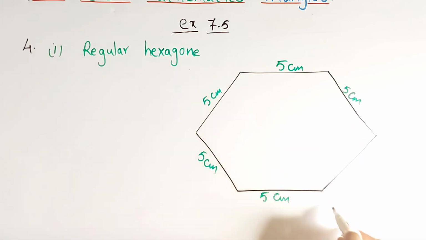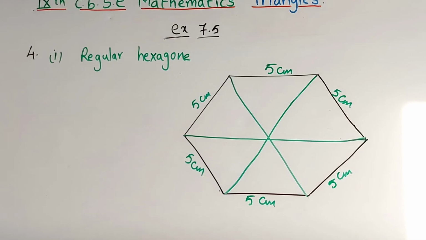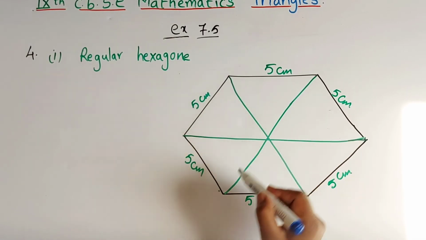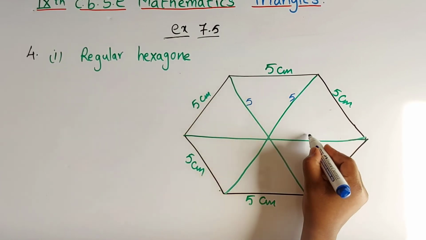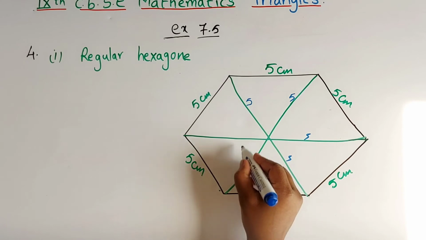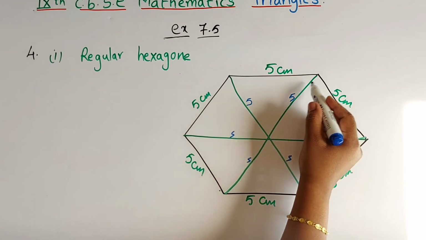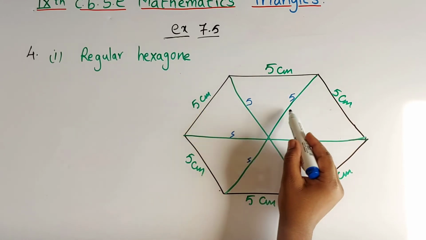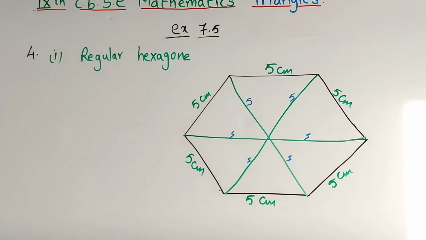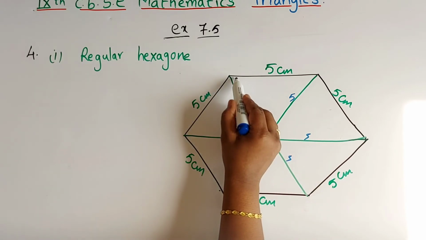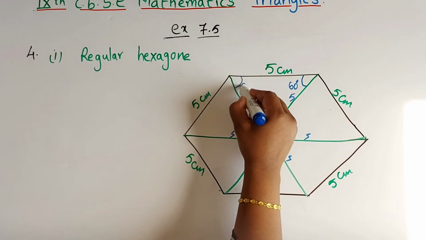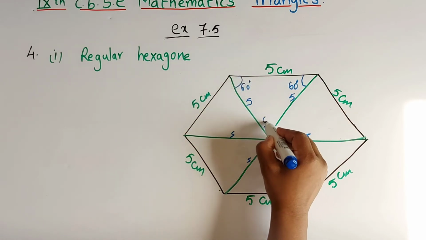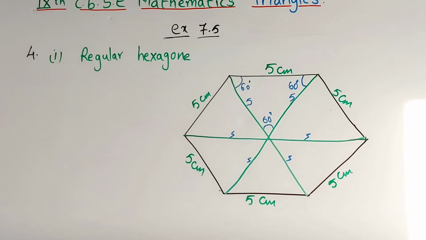Now we'll join these vertices, these points, children. After joining all these points also, you will get the same sides, that means 5 cm, 5 cm, 5 cm. Therefore, here if you observe, this is an equilateral triangle. See, 5, 5, 5 here. That means the angles are also the same, the opposite side angles also the same. Equilateral triangle means 60 degrees and 60 degrees, and here also 60 degrees. Correct, children?